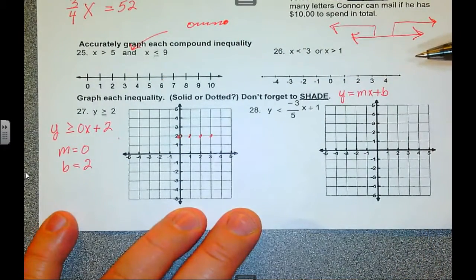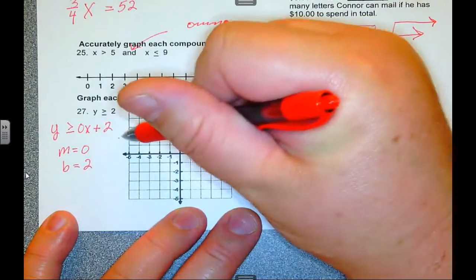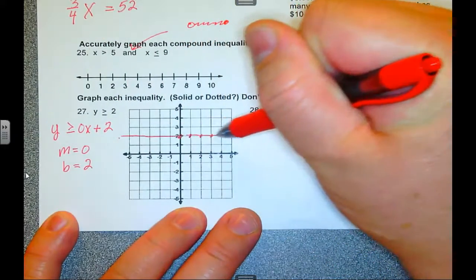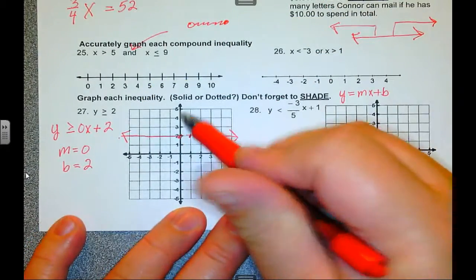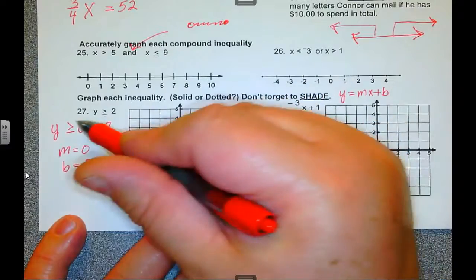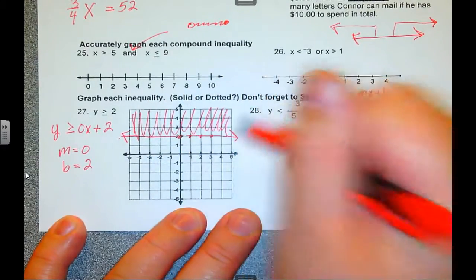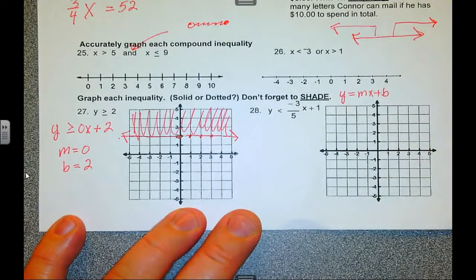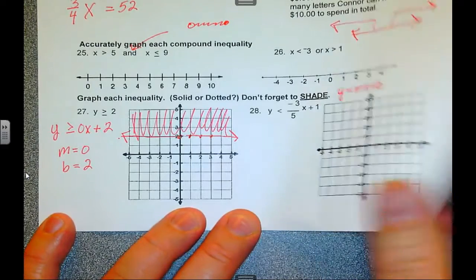Dotted or dashed? This is dotted because, oh, I'm sorry, there's an equal sign. Solid because of the equal sign. Do I shade up or down? Above or below? Above because it's greater than. Okay. You guys can do 28. Can we? Are you sure?